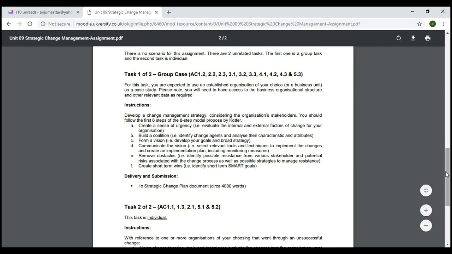Any plan we make, what steps are required? Create a sense of urgency, internal and external. So we can discuss internal and external factors.